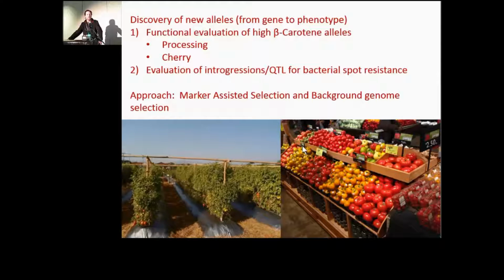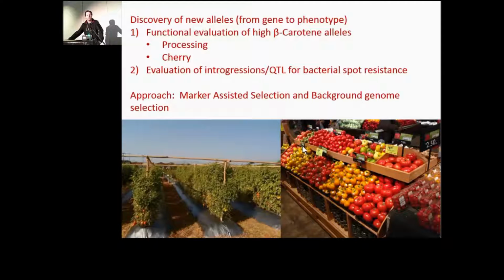And so what I'm going to talk to you about is really just 2 examples from our program. The first involves high beta-carotene tomatoes. So these would be tomatoes that have a different color and are extremely high in beta-carotene. I'm going to give you an example of how we've done this in processing tomato backgrounds, and then I'm going to just talk briefly about a master's student project in a grape cherry tomato background.